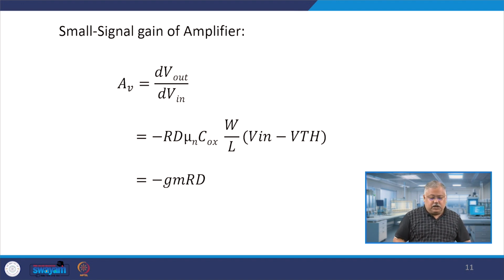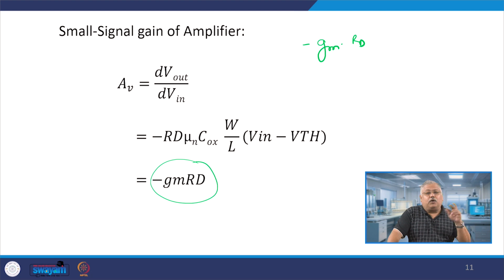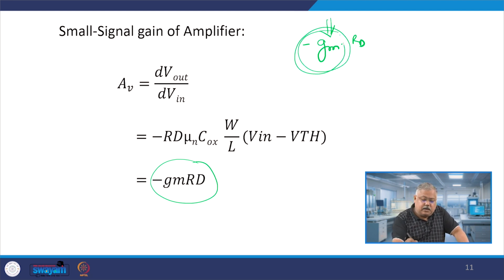This gives you the small signal gain of the amplifier. I will not go into the details of how I am deriving it, but typically it is minus GM times RD. The negative sign comes from the fact that output and input are 180 degrees out of phase. One way to get a large gain out of an amplifier is to get a large value of transconductance. Increasing RD beyond a point is not a good idea; it affects the area and other performance of the device. But one way to move ahead is to make your GM as large as possible.